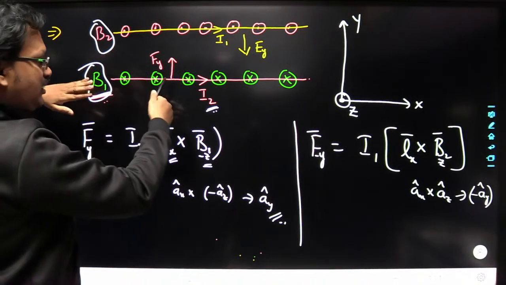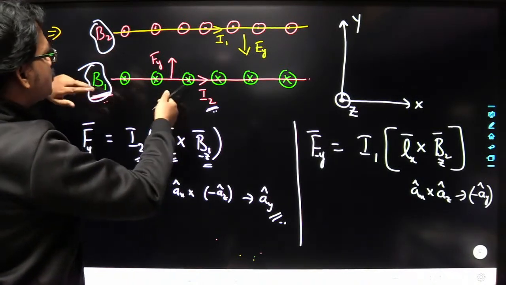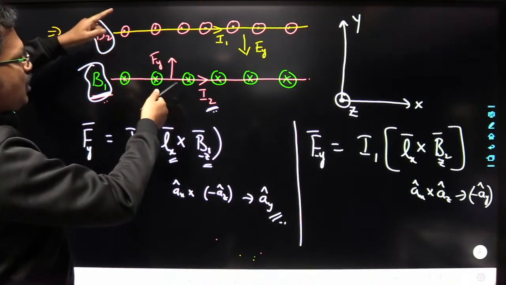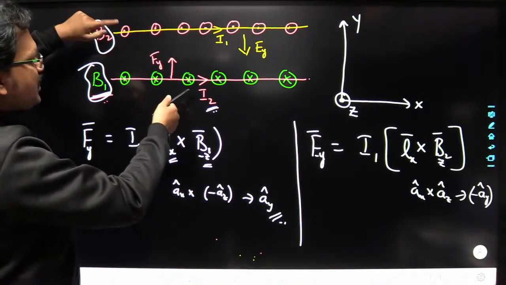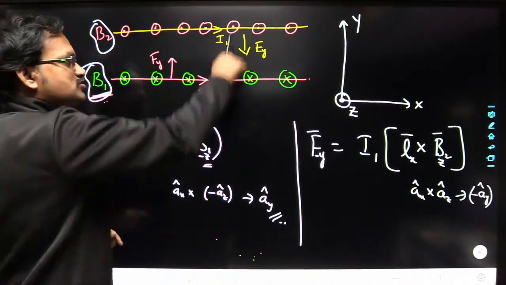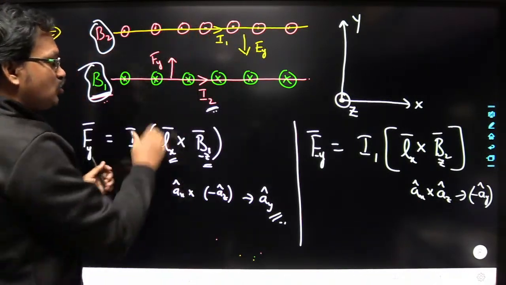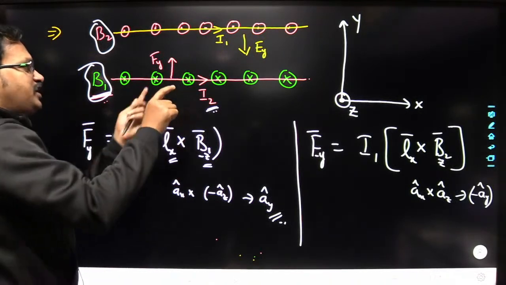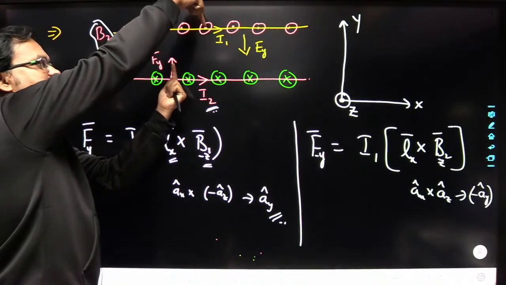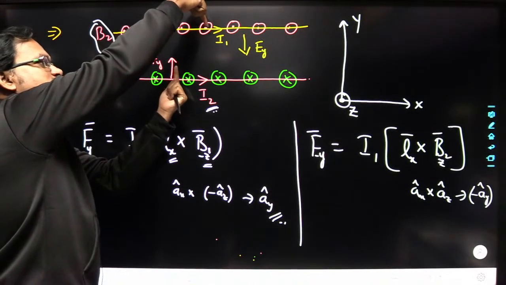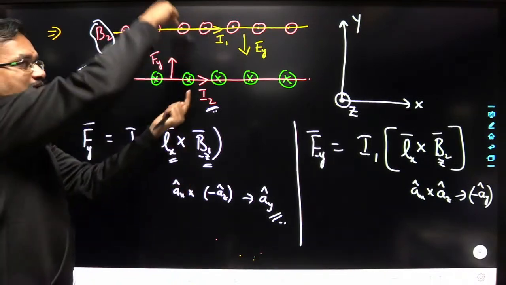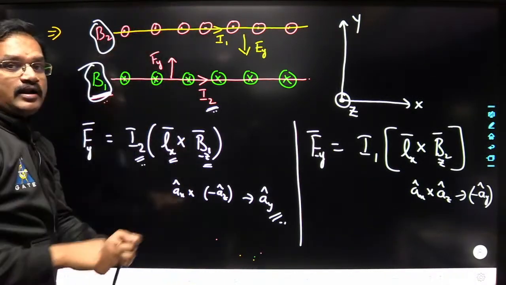In the same manner, this I2 is going to produce the B field here. Yes or no? It is going to produce the B field that is coming out of the board here. If you place a current carrying wire I1 in this B field, it is going to experience the force in negative y direction. So this current carrying wire I2 is experiencing the force in upward direction. This current carrying wire I1 is experiencing the force in downward direction. That means these two are attracting each other.